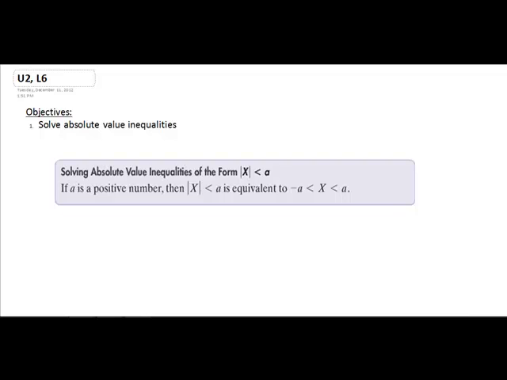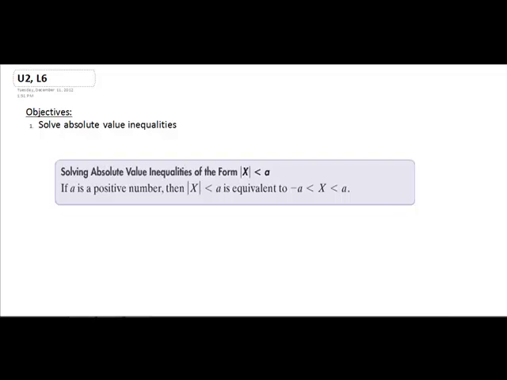But in this lesson, we are going to solve absolute value inequalities, both with a less than and a greater than symbol. So let's get right to it. You can see I've got you a little box of information here to start with. So let me highlight a few things. There's some important details here.